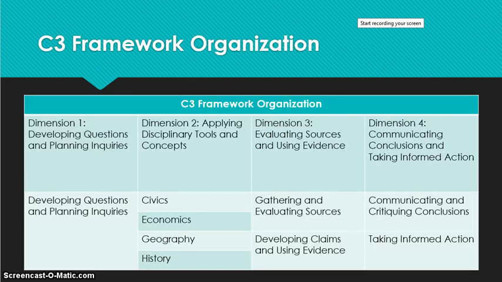The C3 framework organization, it is broken down into 4 dimensions. The first dimension is on the left with developing questions and planning inquiries. That we're going to develop those questions, plan inquiries, and think deeper into things. The second dimension is applying disciplinary tools and concepts. Here's where we're going to be a little more subject matter specific: economics, civics, geography, and history. So with history classified, you can think world history, U.S. history, any other generalized one within there.